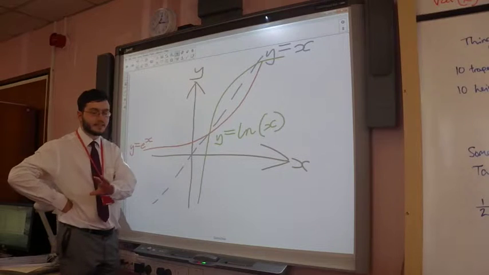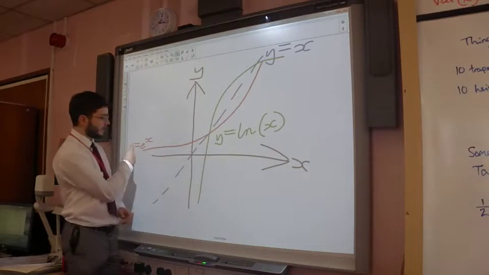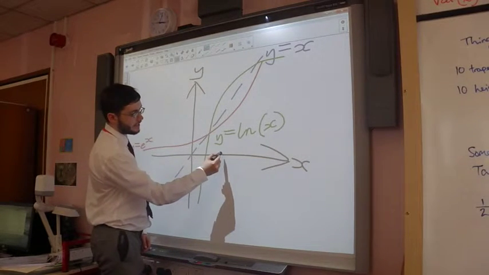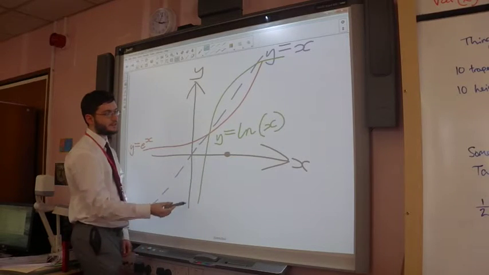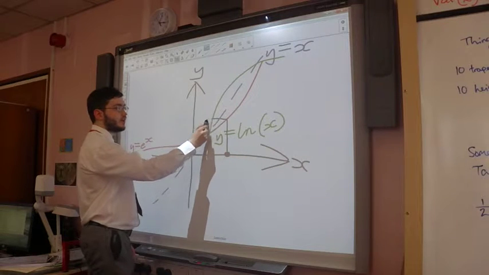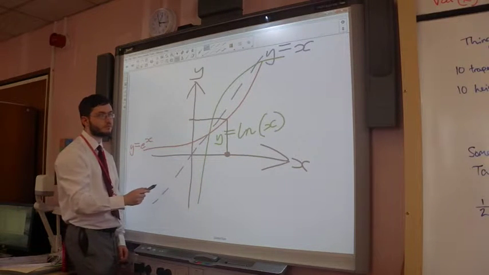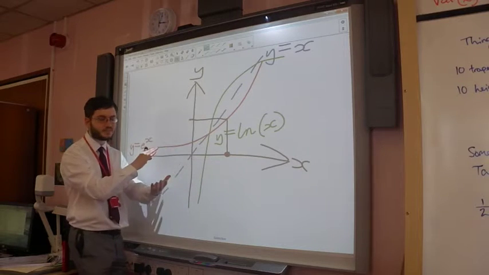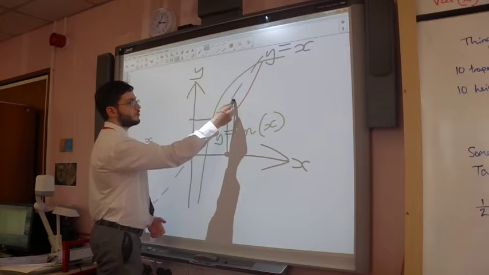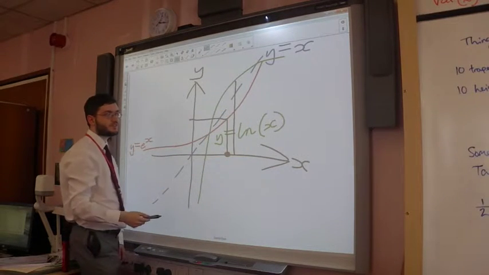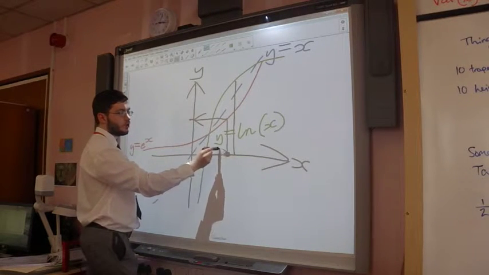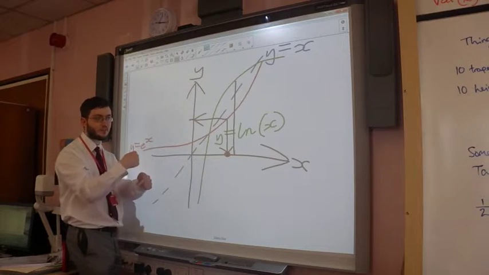Now, you can kind of see this because if you picked a particular x value, like that one, and you went up to the y equals e to the x line and went along to get the equivalent y value, because we're dealing with mirror images here, if you then took that y value and went along to the mirror image line, we should get that answer back. Okay, it's just like going in different directions. We can go that way, or we can go that way, to go between the x and y values.